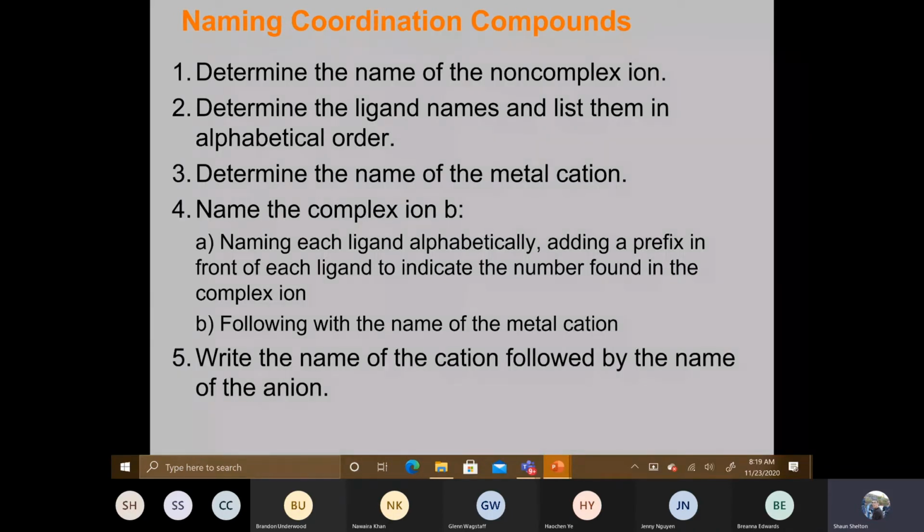Now, what I'm going to do here is give you guys 4 or 5 minutes. I want you to write this slide down. I will come back and we will continue naming coordinate compounds. So we'll spend the rest of the time today on that. So y'all go ahead and take some time now and get that jotted down. I'll come back soon.